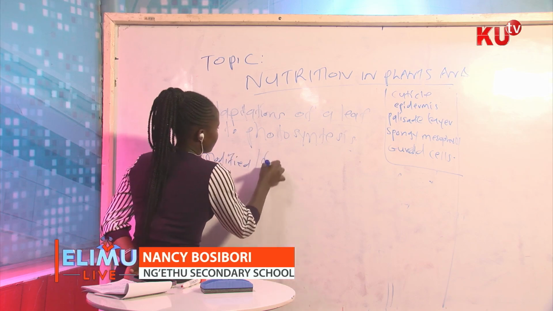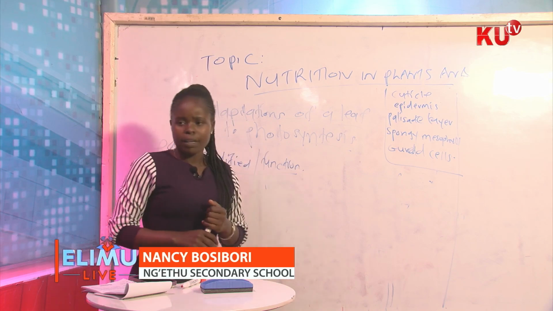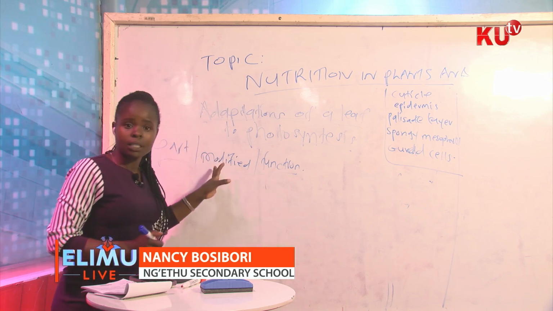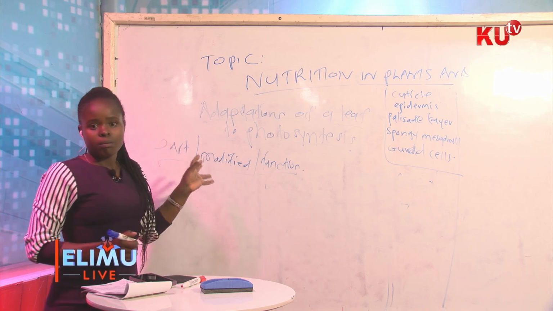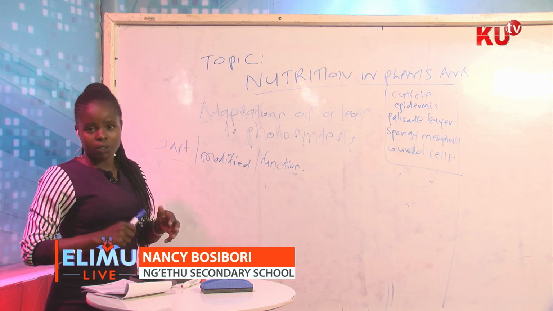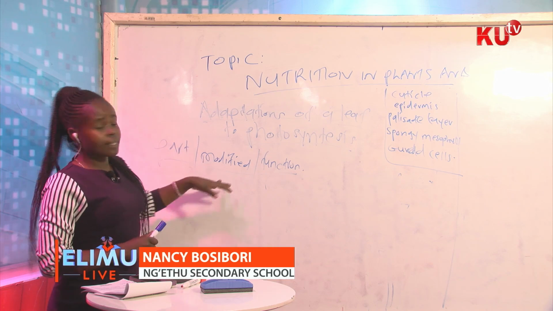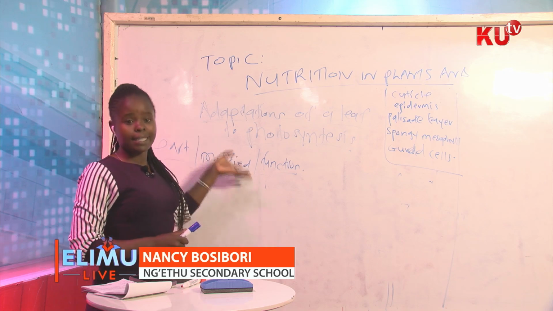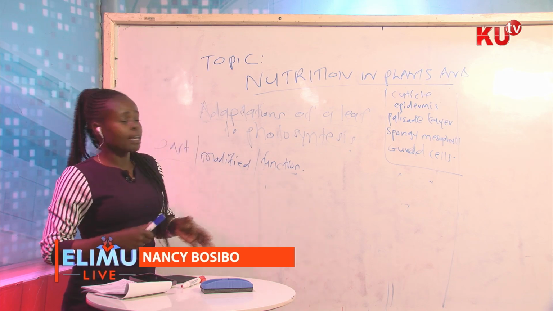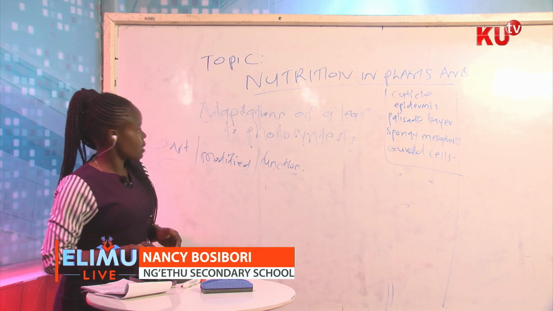For instance, for the external structure of a leaf that we have discussed, you will say it has a broad lamina for maximum absorption of light that is used during the process of photosynthesis. Lamina is the part. How is it modified? It is flat, you can say broad or flat, for the function of maximum absorption of light that is used during the process of photosynthesis.